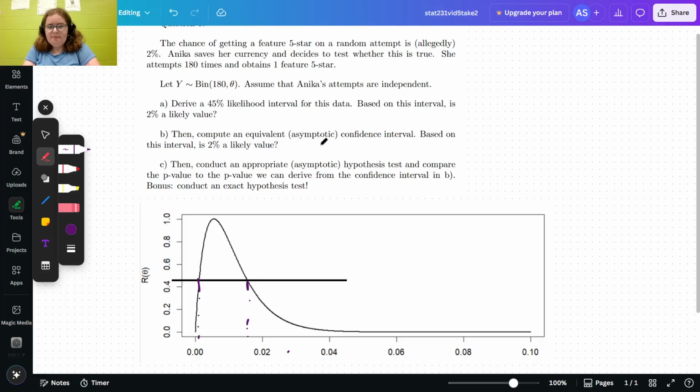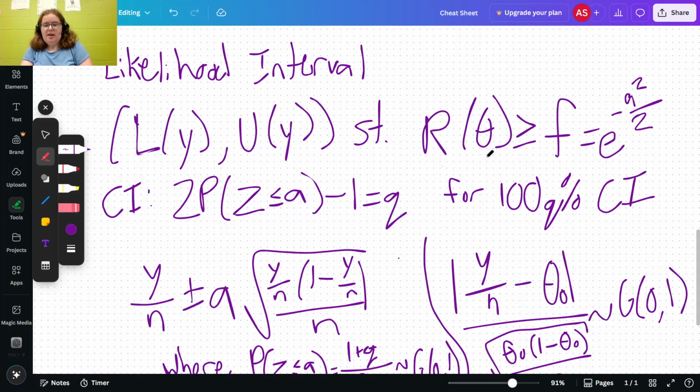So moving on, we want to compute an equivalent asymptotic confidence interval, and based on this interval, is 2% a likely value? So what is an equivalent asymptotic confidence interval? I have this written on my formula sheet over here. We define our likelihood interval as this: we have the lower bound, the upper bound, and then the relative likelihood function is greater than or equal to some value f. Because we're doing the 45% likelihood interval, our value of f is going to be 0.45, and that's going to be equal to this value here.